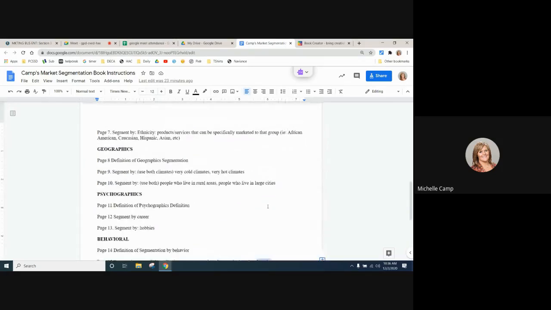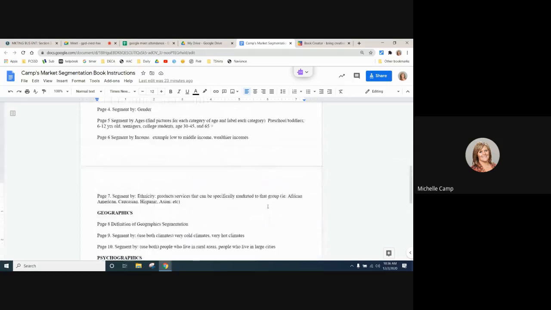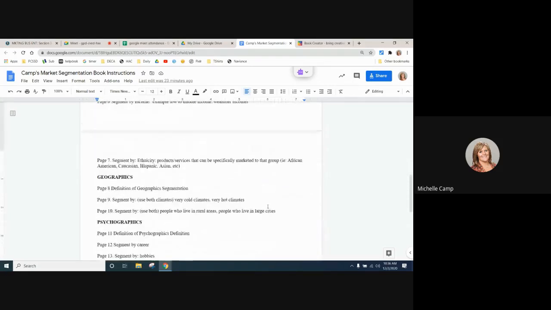So anyway, guys, when you finish, you can see here you've got 15 pages, and each page is going to have more than one picture on it.